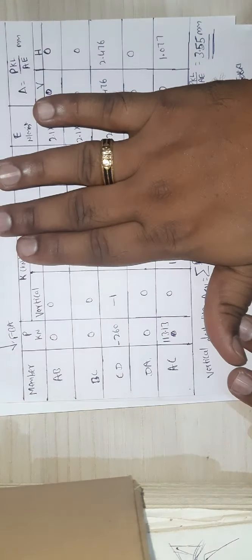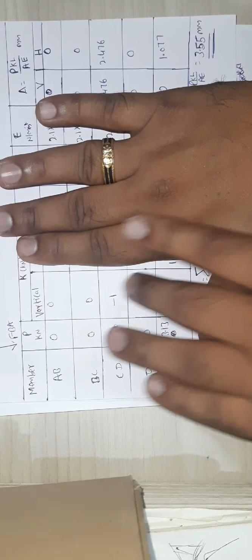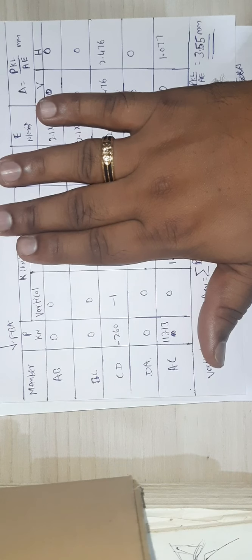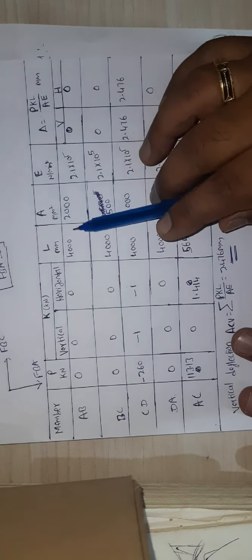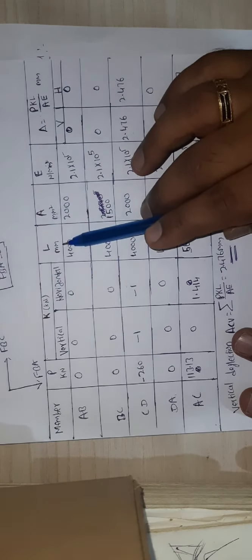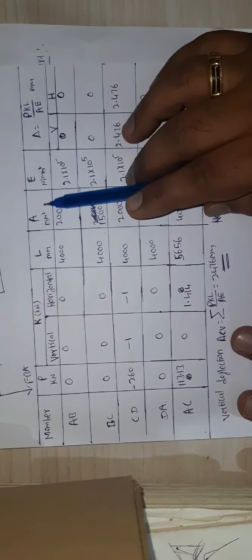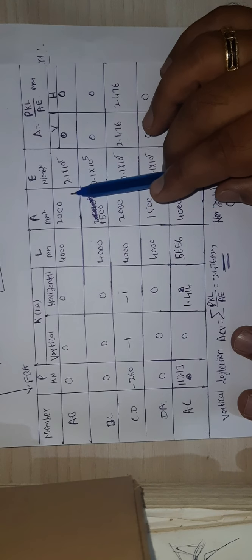I tabulated here. Guys, if they ask only vertical, you need to apply only the vertical 1 kilonewton and do this. If they ask horizontal, only do this much. If you have vertical, no need to do this one. In this problem they ask both, that's why I calculated both. Now this is the length of the members. The length of the member is 400, 4000, in mm. This is given. Area of cross section is already mentioned in the problem.